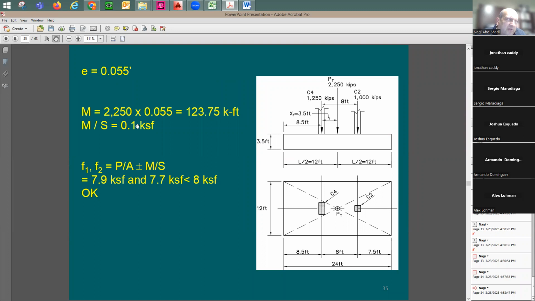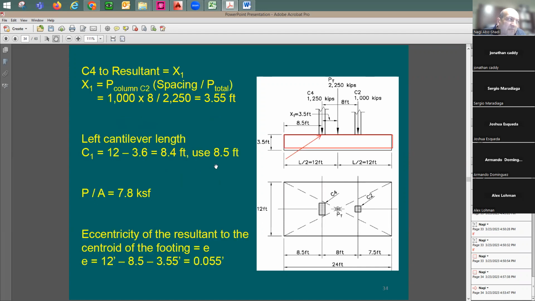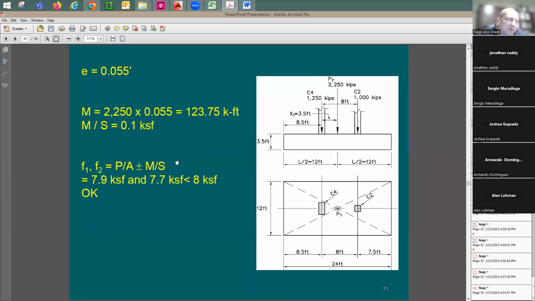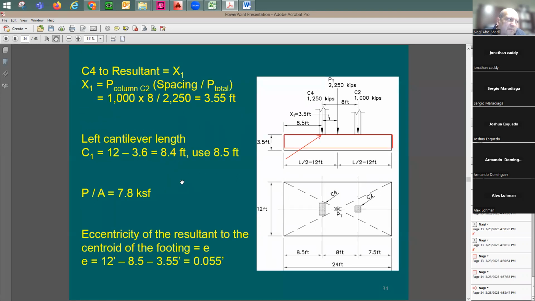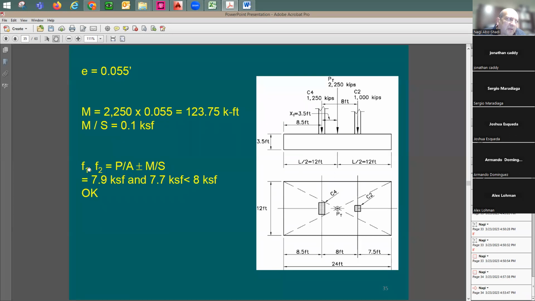But if you like, again, to go to a detailed analysis, one side is going to be 7.9, the other one is going to be 7.7. Why is that? Because it is here 7.8. One side is going to be going up by 0.1, the other side is going to be going down by 0.1. It's going to be 7.7 and 7.9, still below 8 KSF, and we're in good shape.